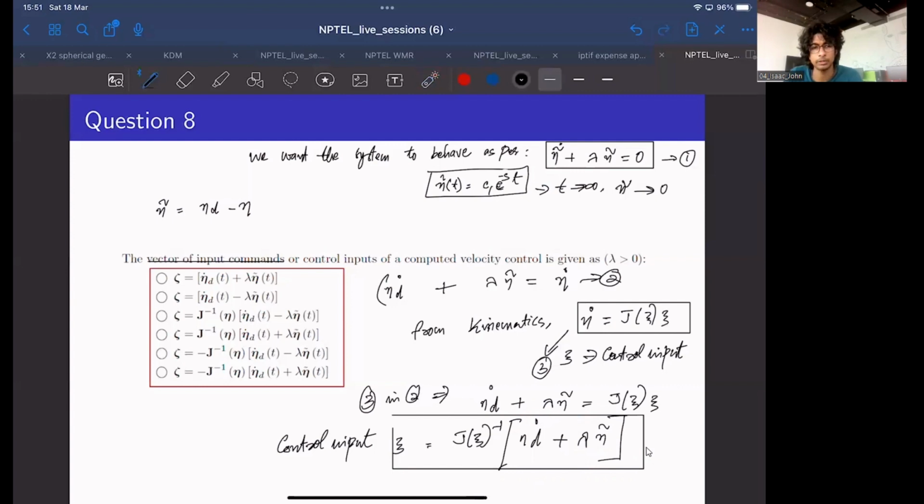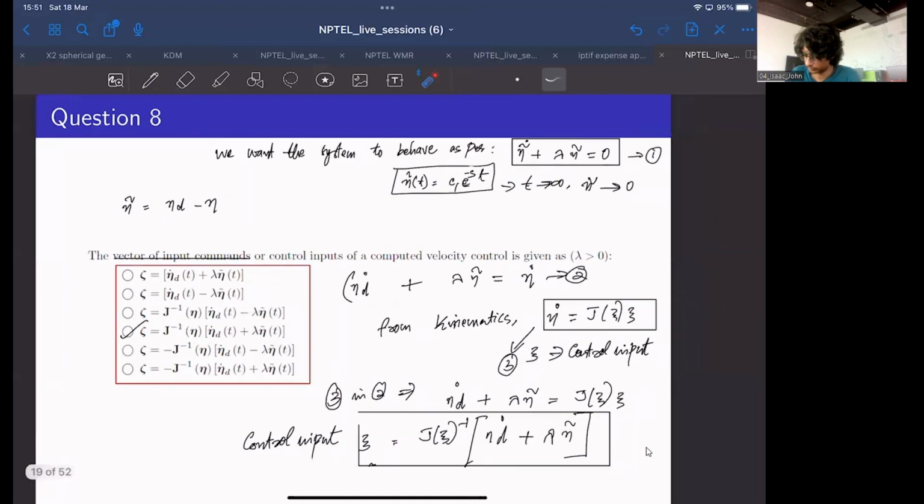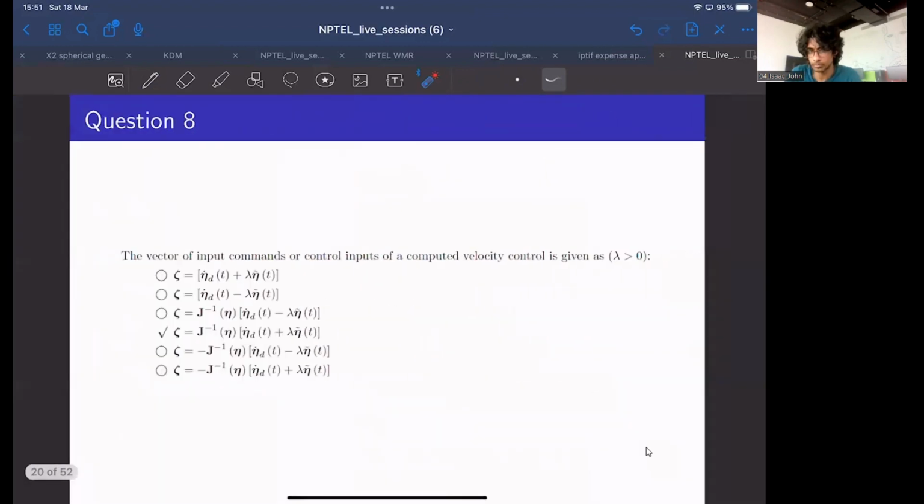So again, I hope the reasoning is clear enough. In that regard, what would be the correct option? Among options A, B, C, I think option D is the correct option. That matches with our answer over here.